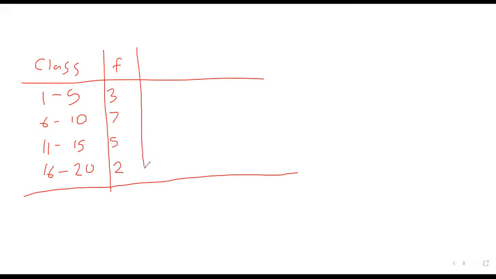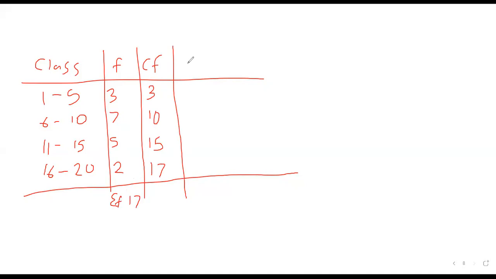So we have what we call the cumulative frequency column. Here you keep adding on. The number we started with is 3. You add it to 7, we get 10. Add it to 5, we get 15. You add it to the 2, you get 17. This total must always be the same as the total frequency, 17.